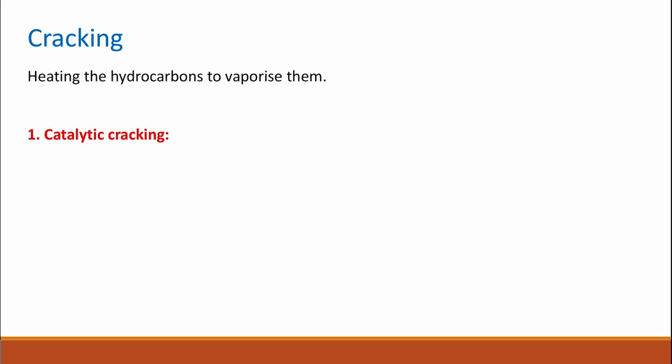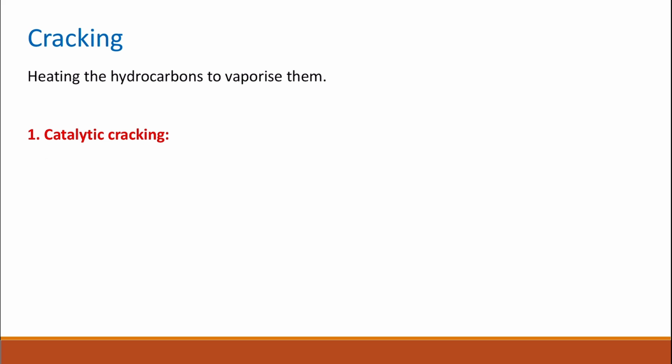So what is cracking and what happens in cracking? First, they heat the hydrocarbons until they are vaporized. So the longer chain hydrocarbons are heated until they are completely vaporized. We have two types of cracking processes.